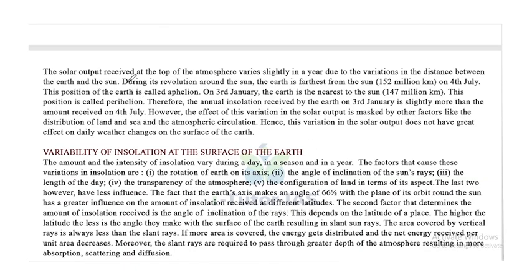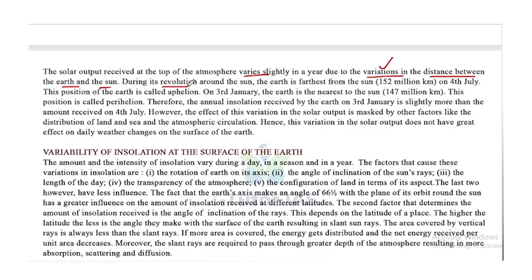The solar output received at the top of atmosphere varies slightly in a year due to the variations in the distance between the Earth and the Sun. So it depends on the variations of distance between Earth and Sun.